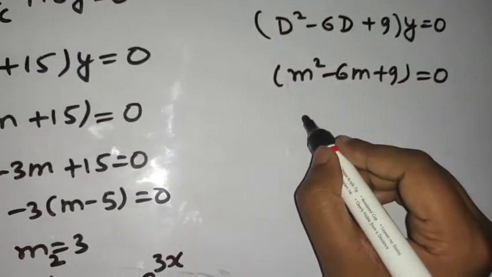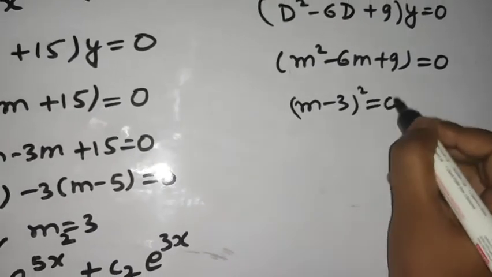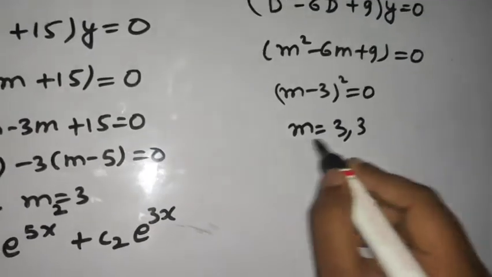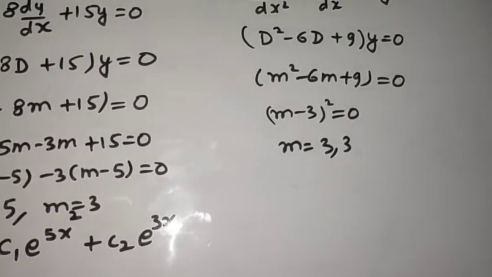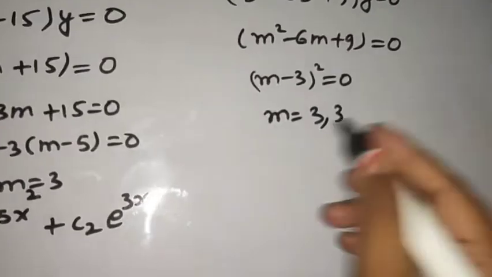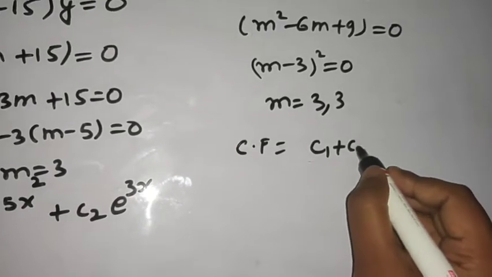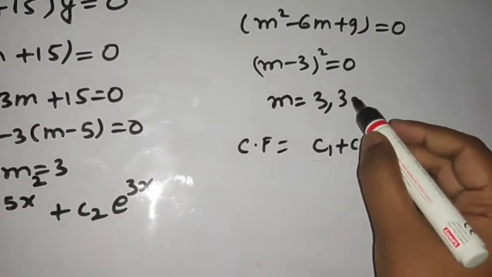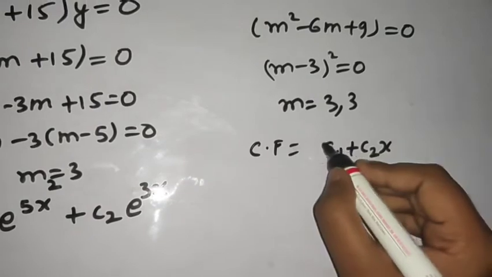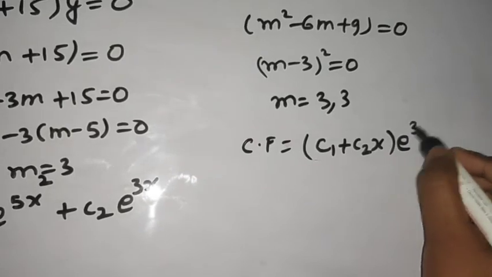You can easily find the roots. This is nothing but (m minus 3) the whole square equals 0. From here you are getting m equals 3 and 3. Now equal roots you are getting, both being equal to 3. For equal roots, the complementary function will be c1, and with c2 you write x. If there had been 3 equal roots, say 3, 3 and 3, then with c3 you would have written x square, but here you only have 2, multiplied by e power whatever the root is, so e power 3x.